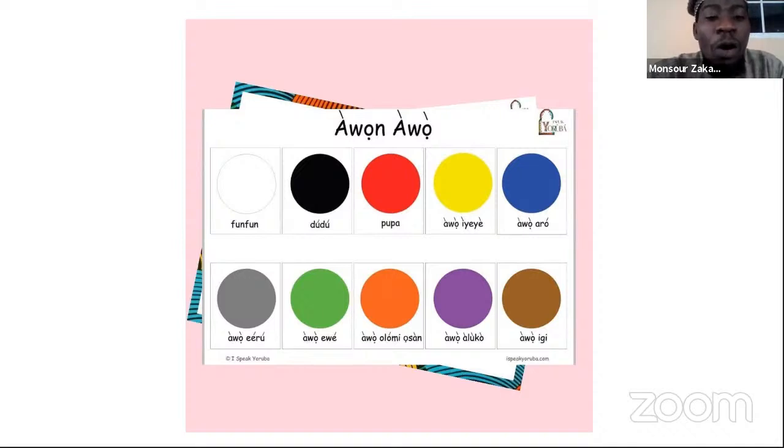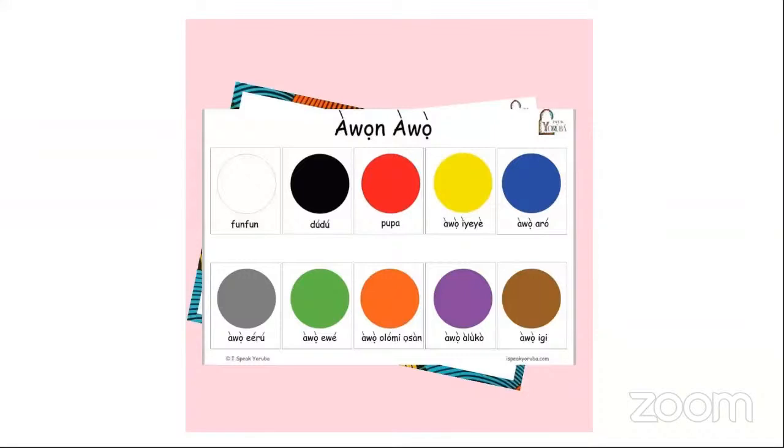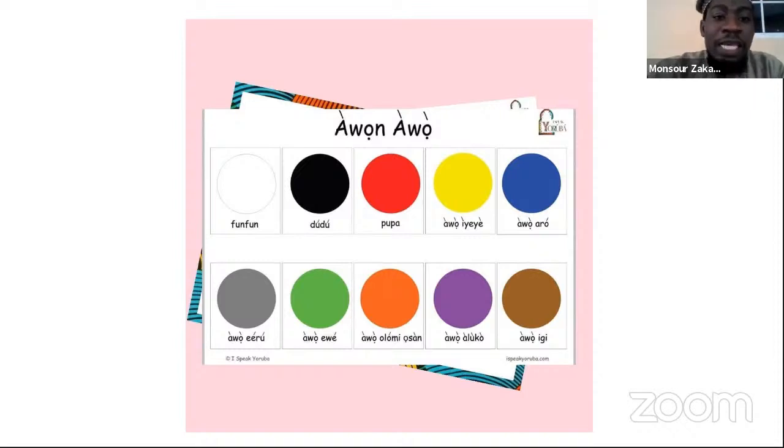Brown is awo igi. Yes. So white is awo funfun. Yes. So dudu is black. Yes. Awo dudu. All right. Awo pupa. Thank you, Aiden. Awo pupa is red. Yes. Awo iyeye. That is yellow.